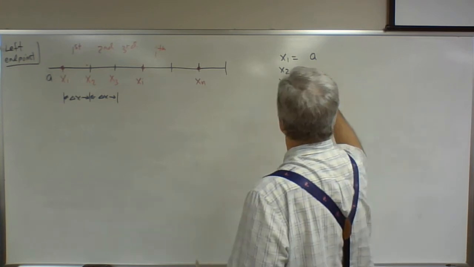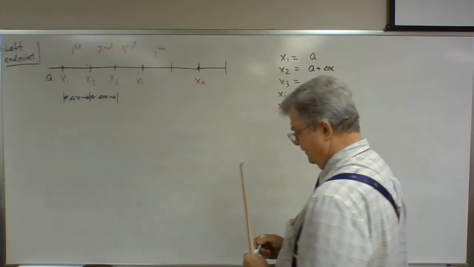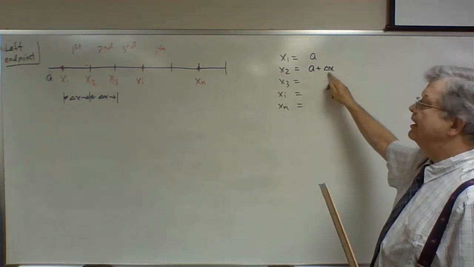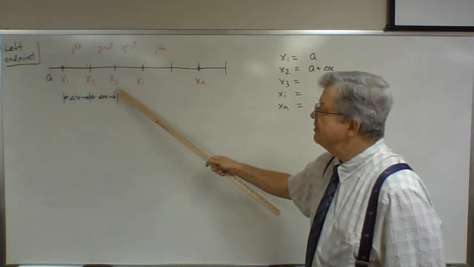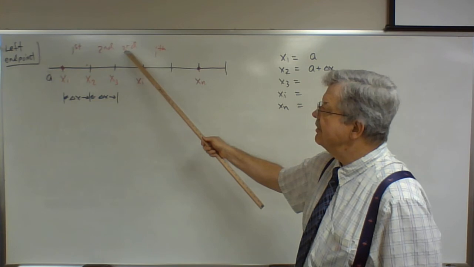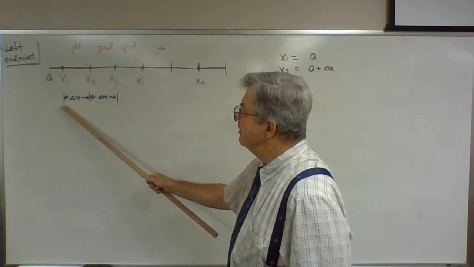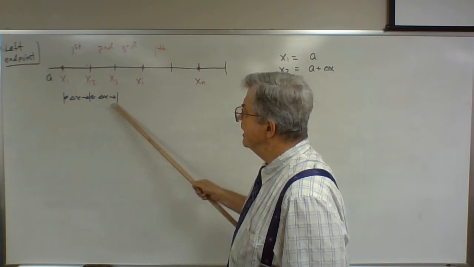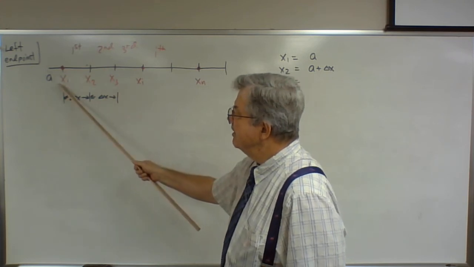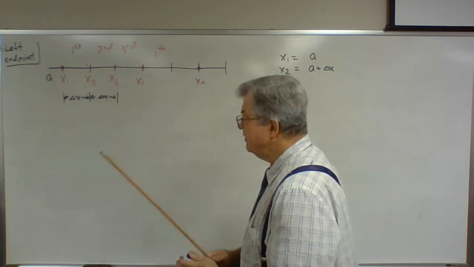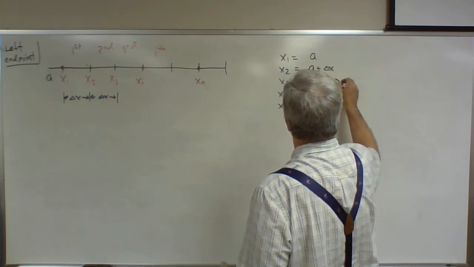So x sub 2 is a plus delta x, or a plus 1 delta x. x sub 3 is the left endpoint of the third subinterval, and x sub 3 is a distance of 1 delta x, 2 delta x. x sub 3 is a distance of 2 delta x from a. So x sub 3 is a plus 2 delta x.